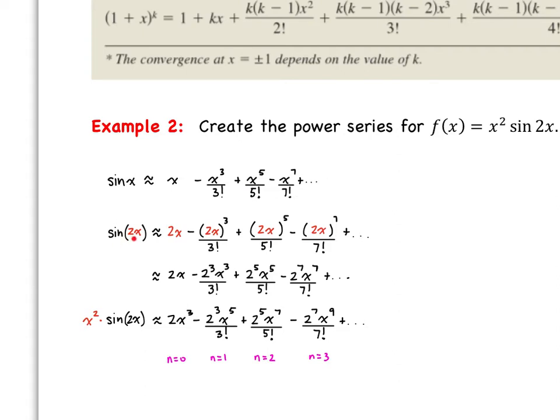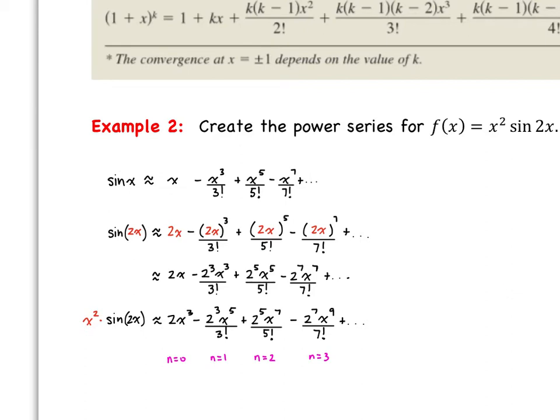But now I want sine of 2x. So instead of x, we now are going to input a 2x there. So it's 2x minus 2x cubed over 3 factorial plus 2x to the 5th over 5 factorial, etc. Just kind of cleaning this up and distributing that power because it's going to help us in the long run. We get 2x minus 2 cubed x cubed over 3 factorial plus 2 to the 5th x to the 5th over 5 factorial minus 2 to the 7th x to the 7th over 7 factorial, etc.